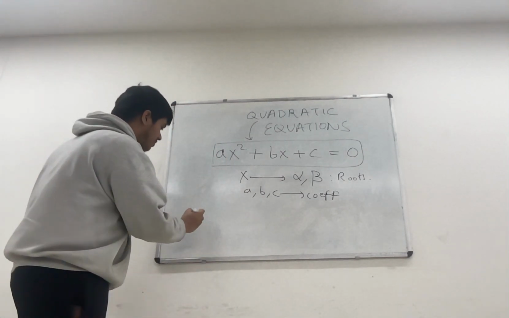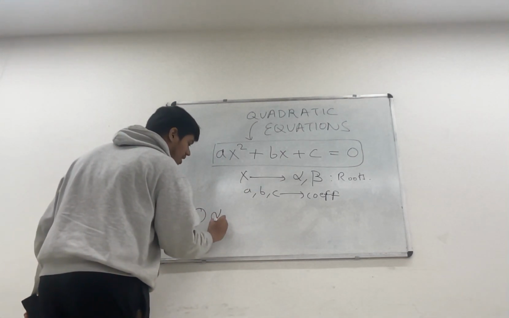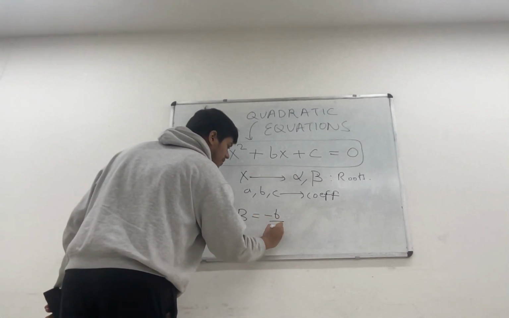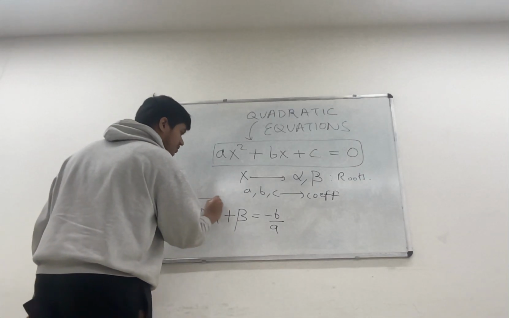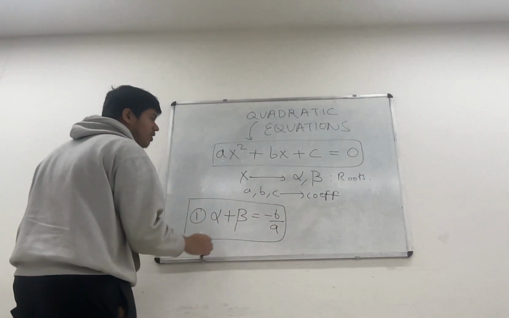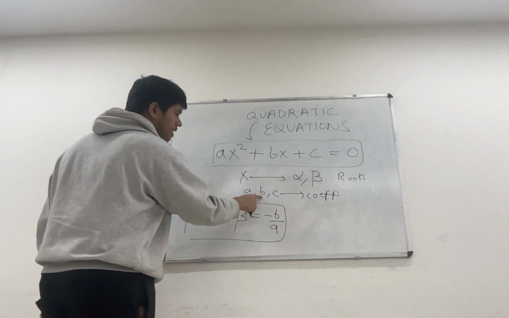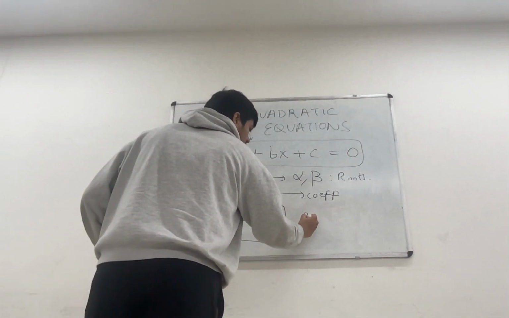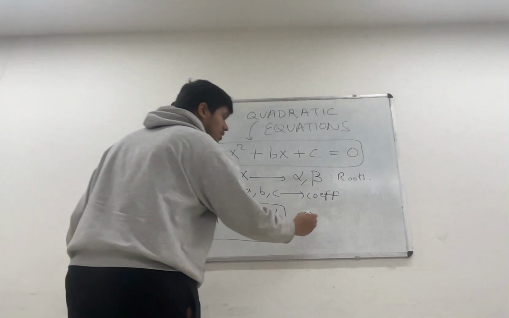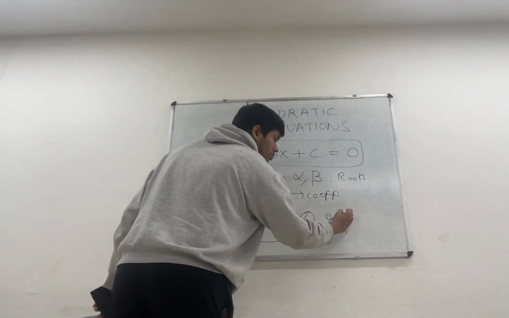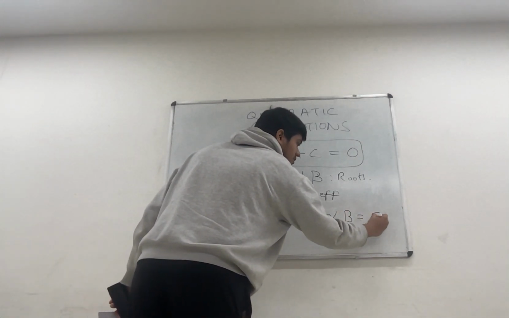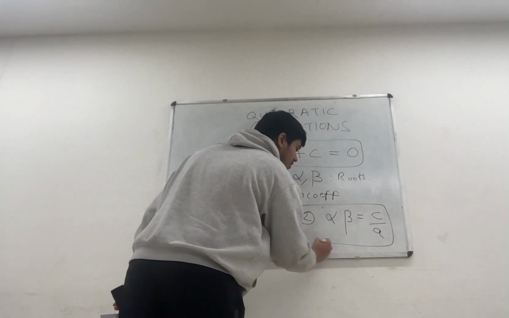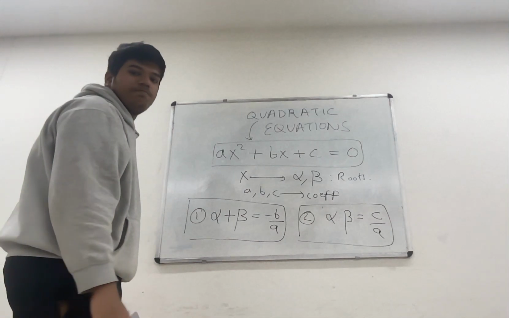First is alpha plus beta is minus b by a. So this is the first relation. Alpha plus beta is minus of b by a. Second is alpha into beta is c by a. Alpha into beta is c by a.